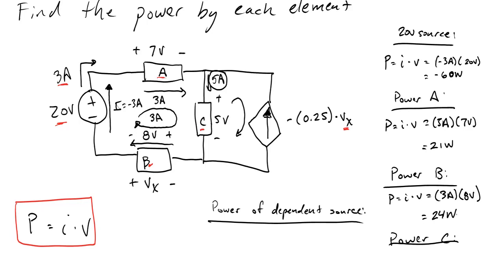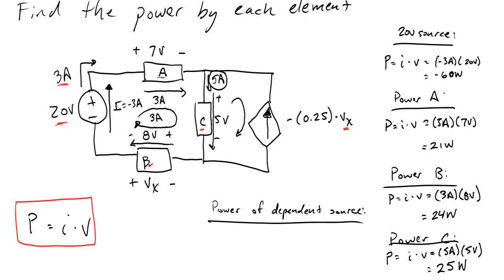Okay, let's move along to C. P equals I times V. Straightforward. We have 5 amps running from plus to minus across a 5-volt voltage across the C element. So 5 amps times 5 volts gives us 25 watts. Cool? All right. Let's move over to this dependent current source.